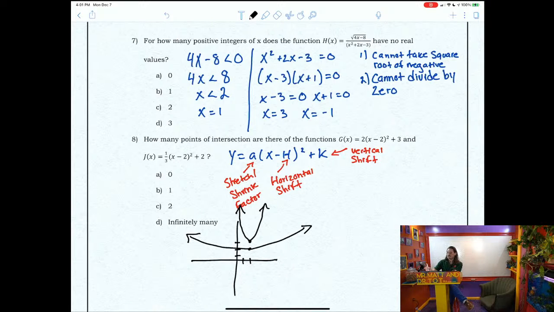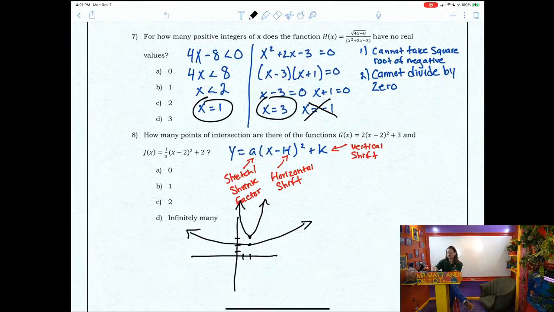But negative 1 is not positive, so we don't count it. So in total, there's positive 1 and positive 3, which is a total of 2 positive x values that would produce non-real outputs. So the answer to number 7 was C, which is 2.